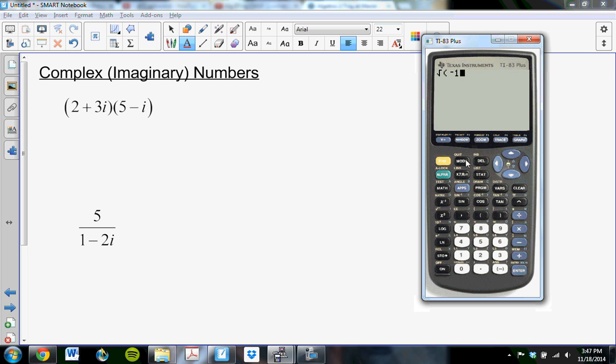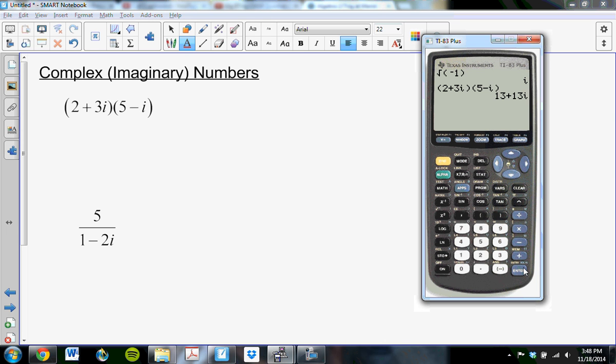But if I go to my mode, right now my mode is on real. If I change it to a plus bi, now I can do it. The square root of negative 1 is i. And in fact, even if I don't change my mode, I can still do things like 2 plus 3i. Second period is i, which I'm doing right here. 2 plus 3i times 5 minus i. Is that 13 plus 13i?